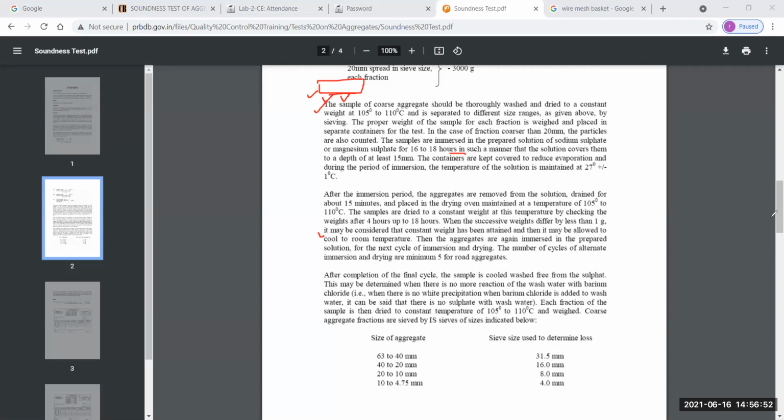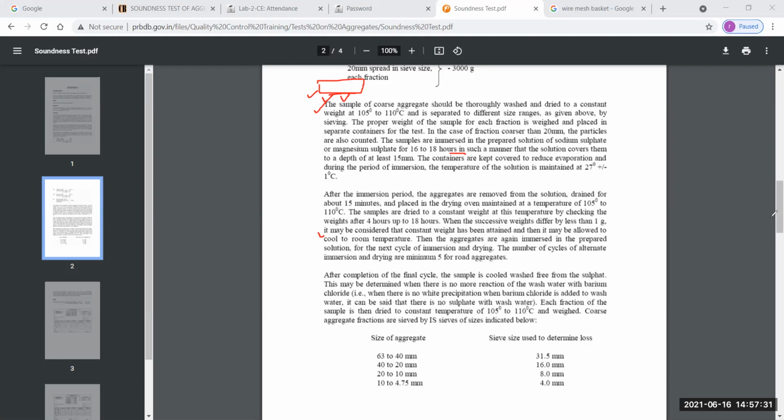After the immersion period, the aggregates are removed from the solution, drained for about 15 minutes, and placed in the drying oven maintained at a temperature of 105 to 110 degrees centigrade. The samples are dried to a constant weight at this temperature by checking the weights after 4 hours up to 18 hours. When the successive weights differ by less than 1 gram, it may be considered that constant weight has been attained, and then it may be allowed to cool to room temperature.